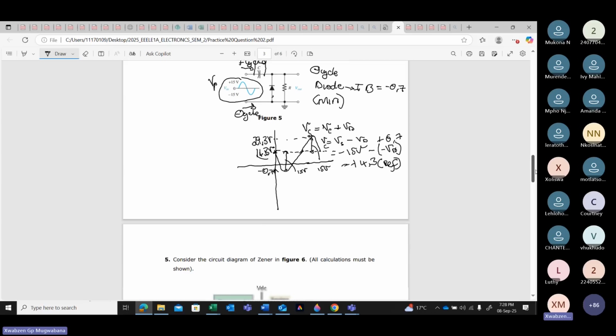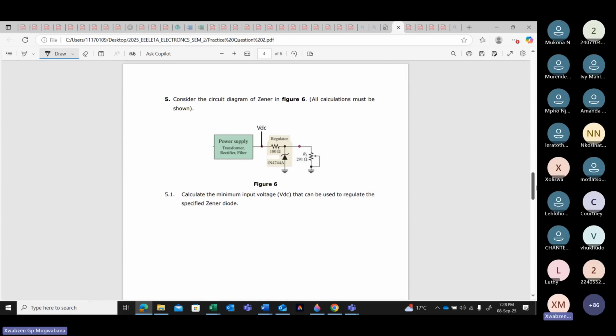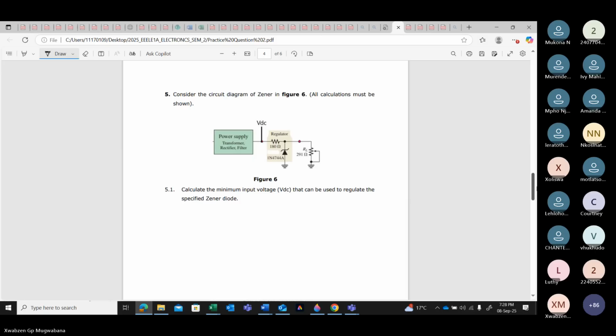On the clamper. Then the next one we're seeing, what? The Zener diode, which is chapter 3. Which means we summarize everything there: rectifier, clipper, and clamper. Then we come to chapter 3, which is Zener diode. Now here it says, consider the following.